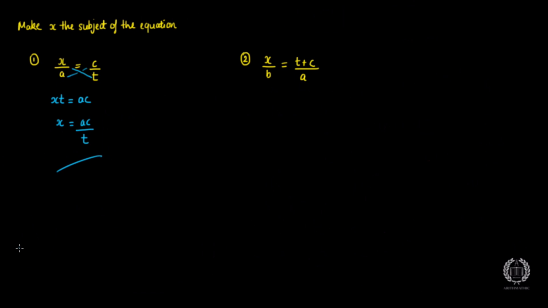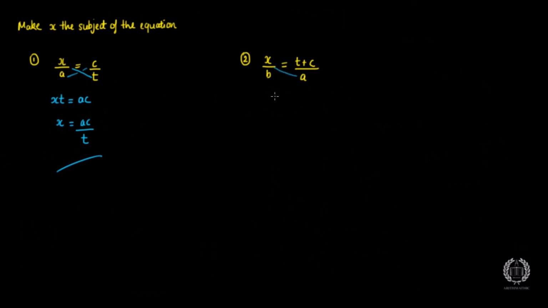I guess it doesn't look as difficult as it is, right? If you understand what you're doing, that's all you do for making x a subject in this one. Okay, cross multiply and then move the t to the other side, so you're dividing and you make x a subject. Now if we're going to look at this one, again we're going to do the same thing.